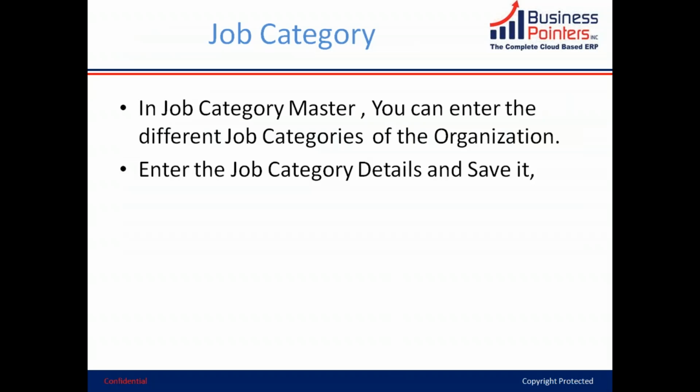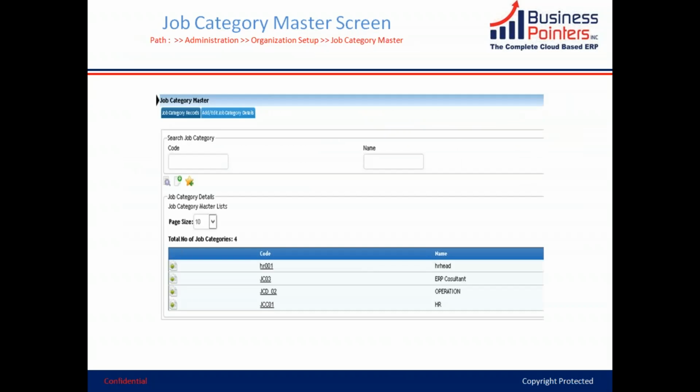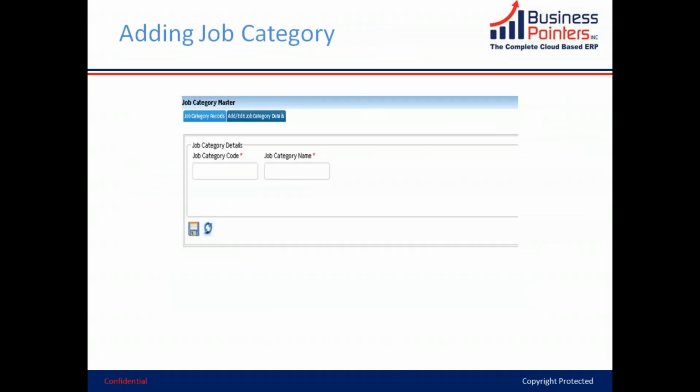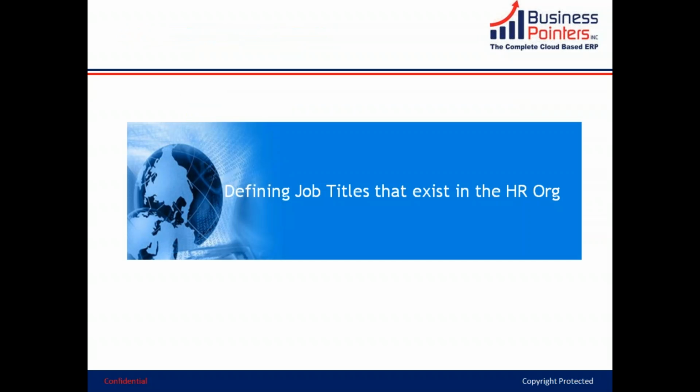So in job category master, as you can see, you can enter different job categories of the organization. So it can be an HR head, an ERP consultant, operations, or HR. Different types of job categories can be defined into the job category master. Now, adding a job category, again, you click on add edit, job category details. You can go ahead and add job category in the job category master.